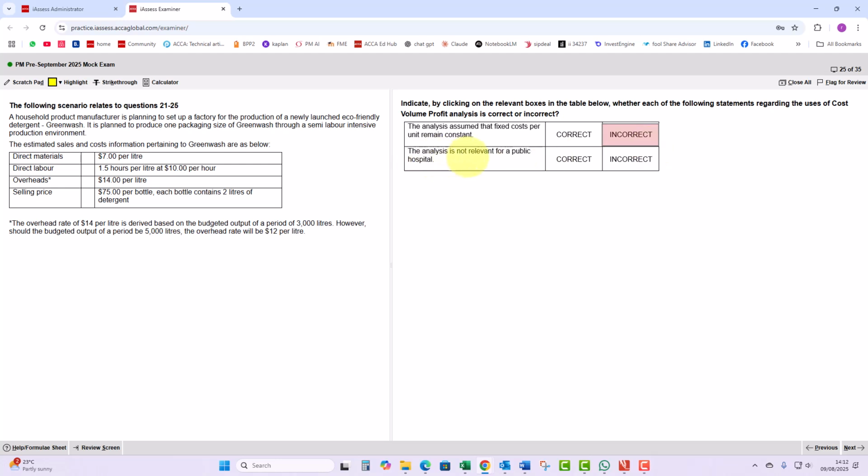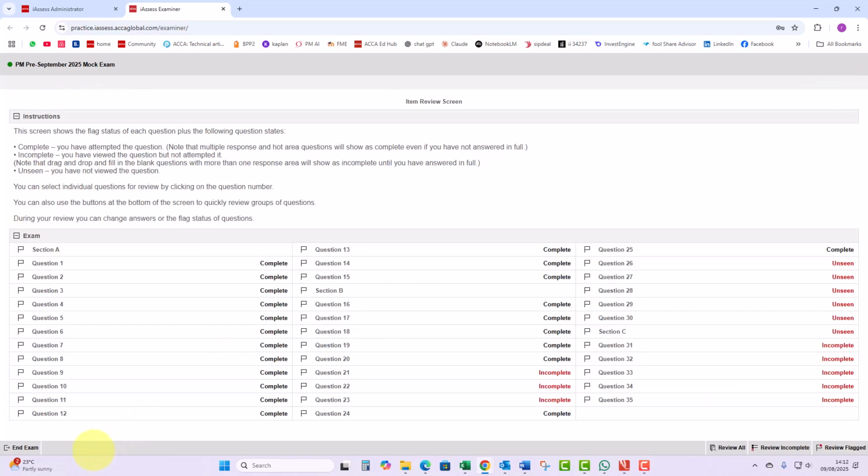The analysis is not relevant for a public hospital. One of the assumptions behind CVP is that profit maximization is a primary objective, which it wouldn't be in a public hospital, so that is correct. So likewise, we've got 2 outliers that we've answered, so now we'll go back and look at the other questions.